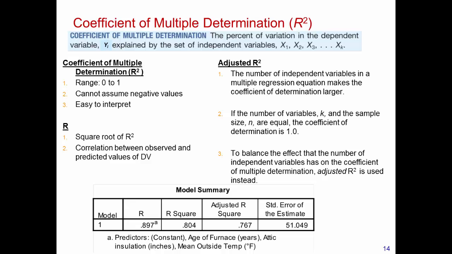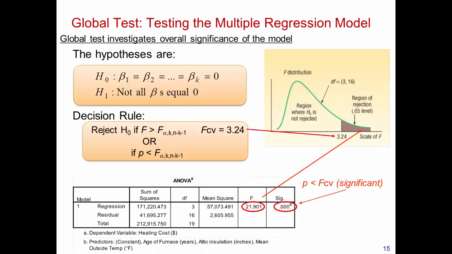So we did all this work to get to here. Is our model good for anything? Well, let's take a look at the global test. The global test is what we do to test the overall significance of the model. It's just like our other hypothesis tests that we've done. We start out by assuming that nothing is going on, that all of our coefficients are equal to 0.